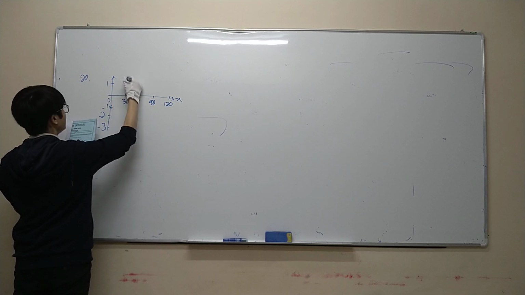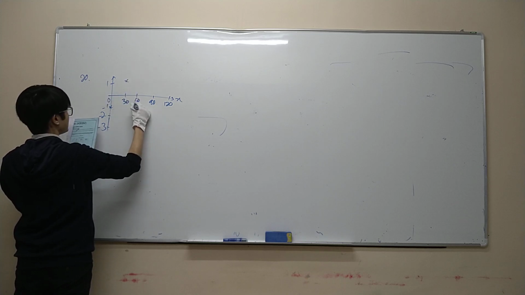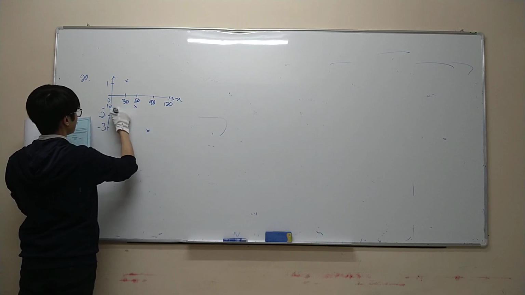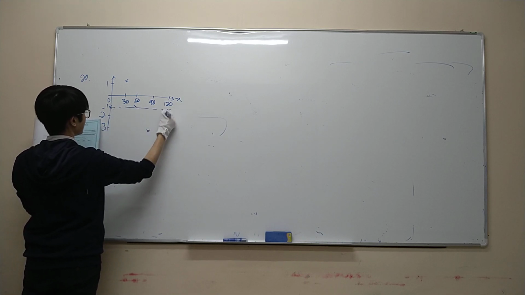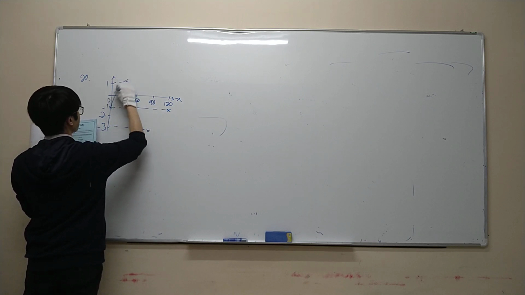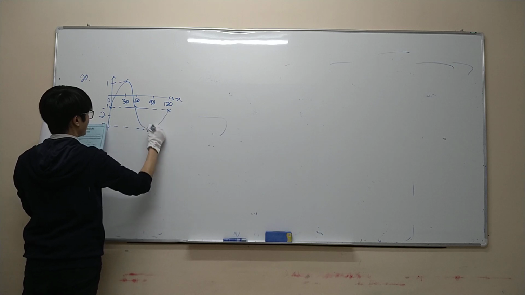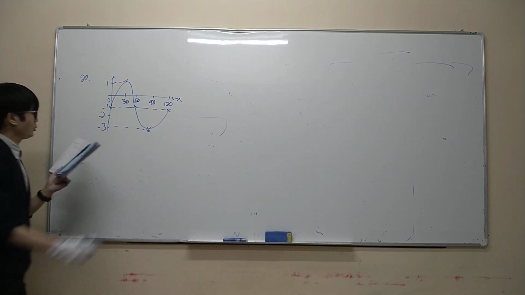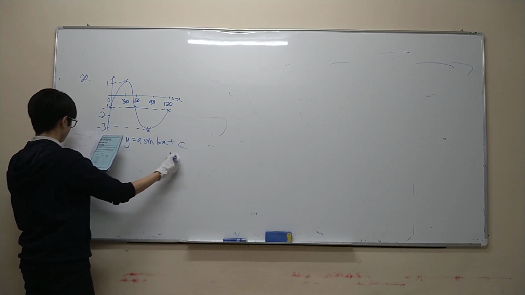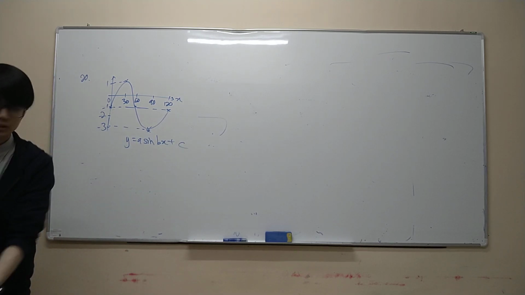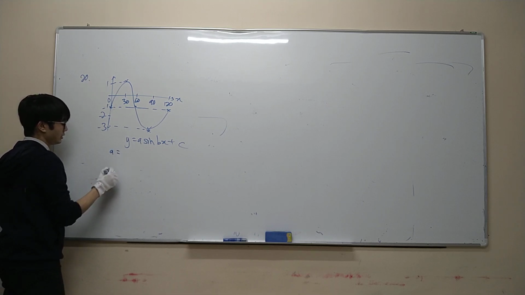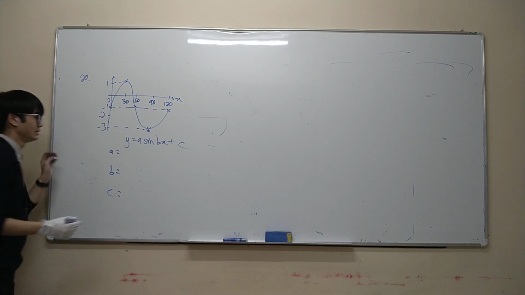So here, negative 3 is 90. See that? Okay, so this is how the graph looks like. So y equals a sine bx plus c. And then they want you to find the value of a, b, and c.